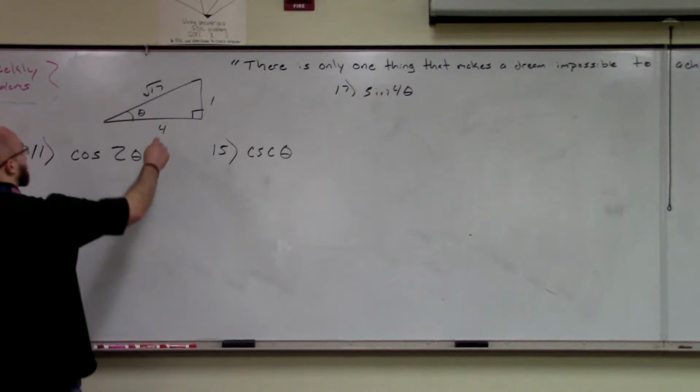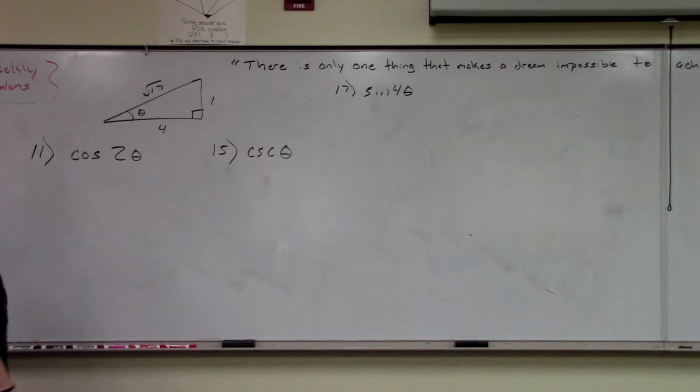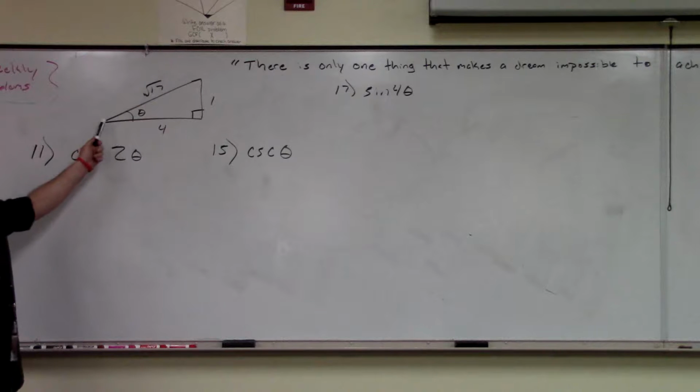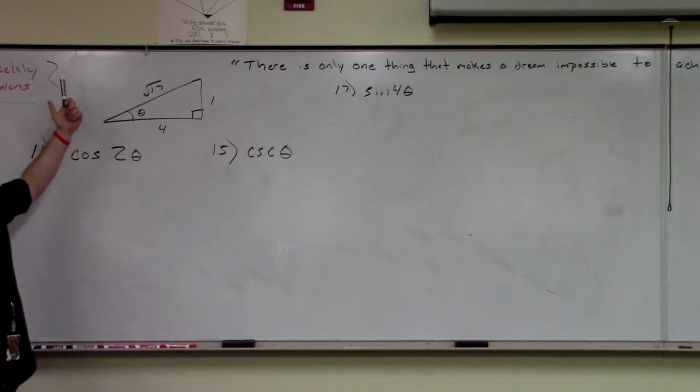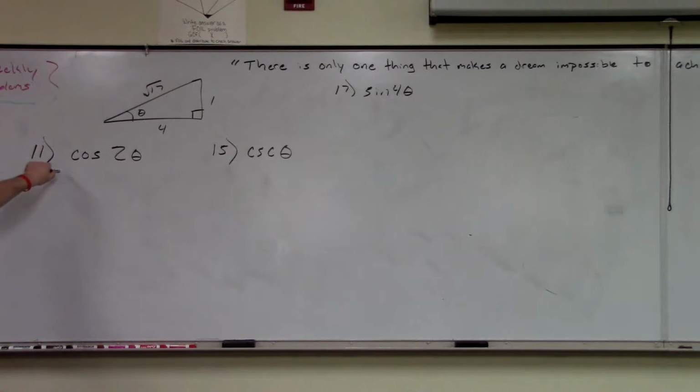For this set of problems, it gives us a triangle. It's a right triangle, 4 and 1, with this angle being theta. It doesn't give us this, but the square root of 17, the hypotenuse, is easy to figure out with the Pythagorean theorem. The first one wants us to find cosine 2 theta.